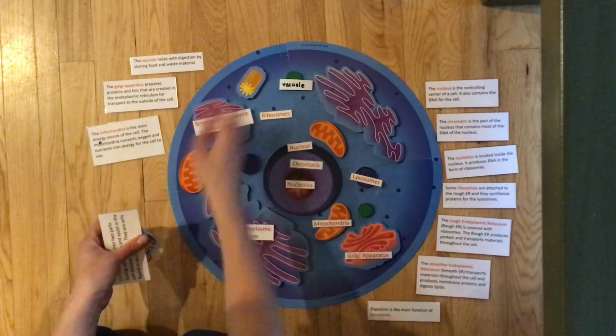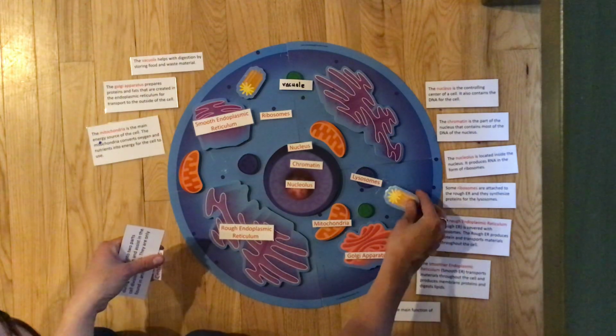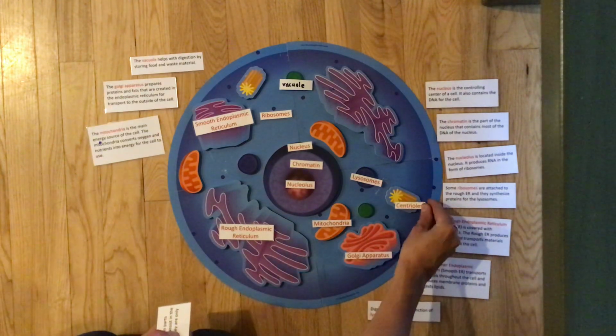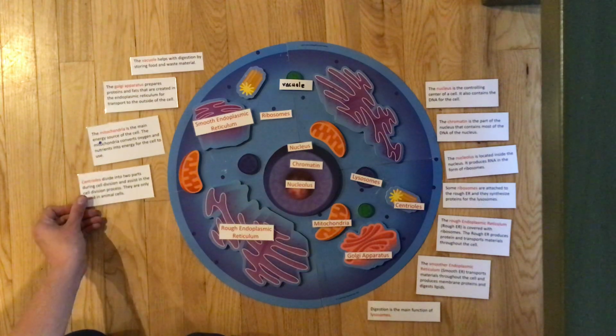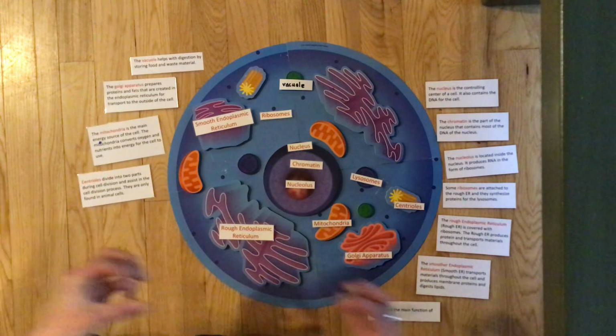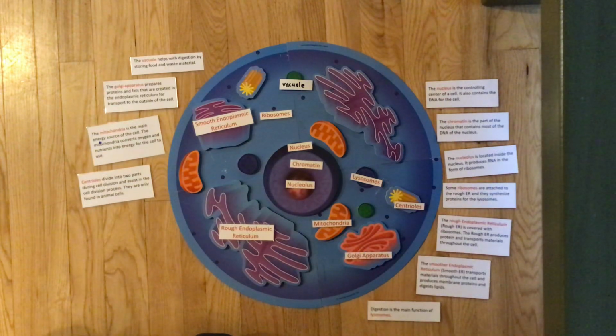Centrioles are next. That's these, it looks like elongated stars. The centrioles divide into two parts during cell division and assist in the cell division process. They are only found in animal cells. So animal cells are able to divide to create more cells, and the centrioles help with that.